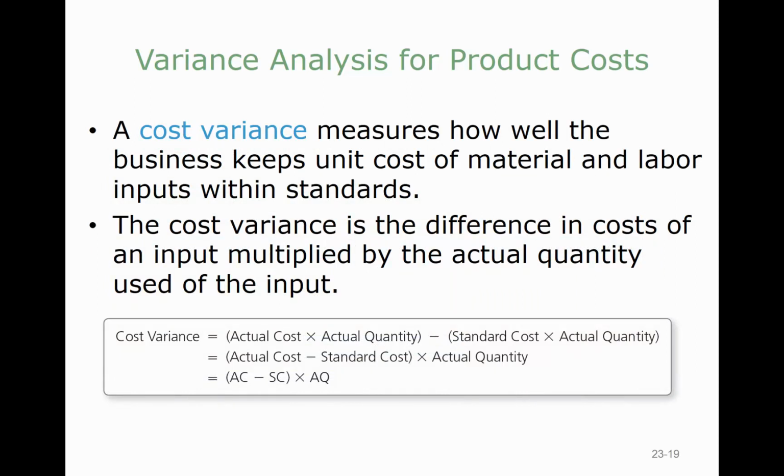So cost variance is just how well the business manages its costs relative to what its planned costs were. Okay? So here they give you a little formula that we'll have to use. Actual cost times actual quantity minus standard cost times actual quantity equals the actual cost minus standard cost, times the actual quantity. That's the formula you might need.